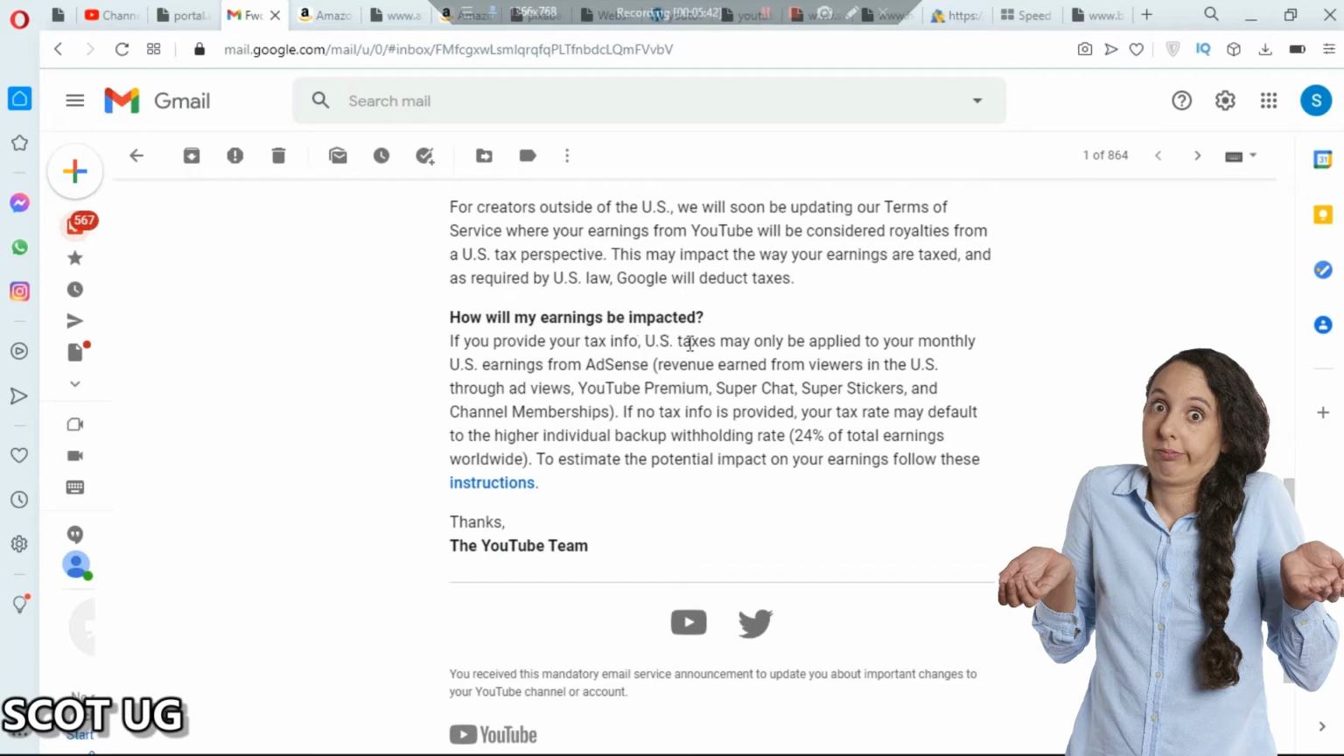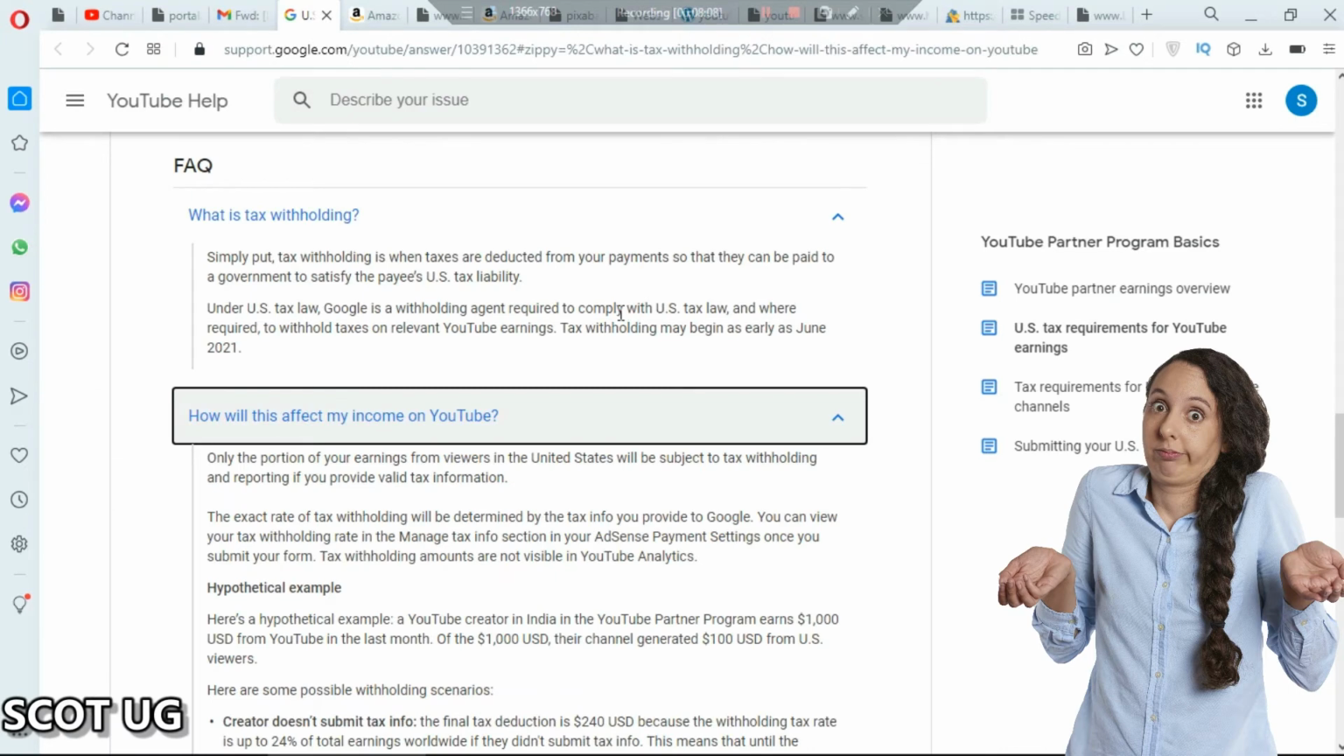If you provide your tax info, US taxes may only be applied to your monthly earnings from AdSense revenue and from viewers in the US, not excluding YouTube Premium, Super Chat, Super Stickers, channel membership, and the rest. I believe this is the same thing which has been happening to people in the US. Well, there are a few questions which you may be asking yourself, so I've tried to look out a few.